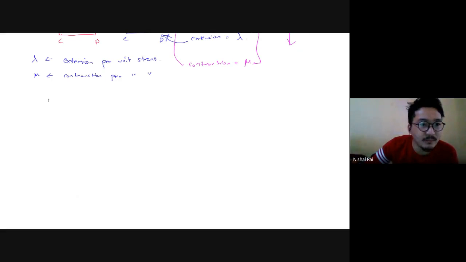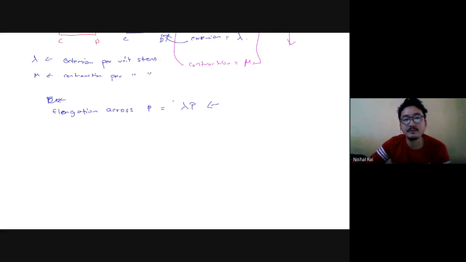Now let's consider elongation across P. So what will be the elongation across P? You are applying your stress of P along P direction, then it will be lambda times P. Is this point clear? Why will it be lambda times P? Because if P is 1, it will be simply lambda. Now you are applying a certain amount of stress P, then it will be lambda times P.